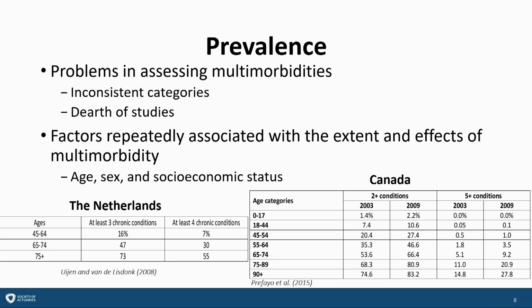In Canada, a study provided a couple of years ago a little more age disaggregation, and you can still see the growth. The one thing you can see in the Canadian table is that the percentage of those with a given level of multimorbidities is increasing, and that you'll see in most studies.